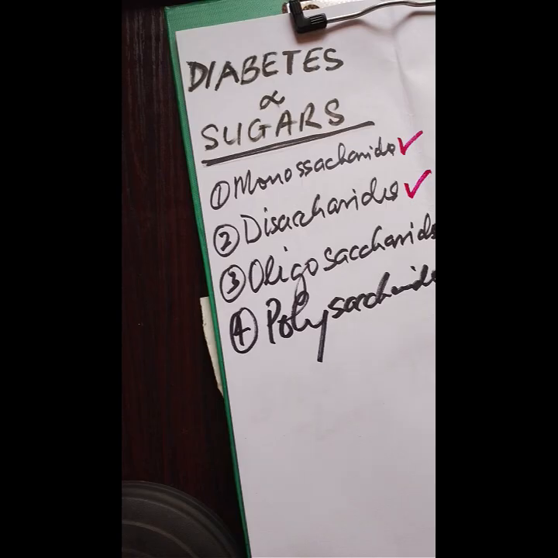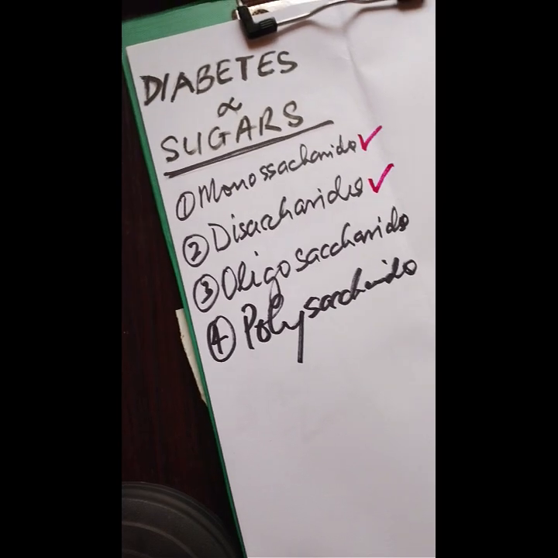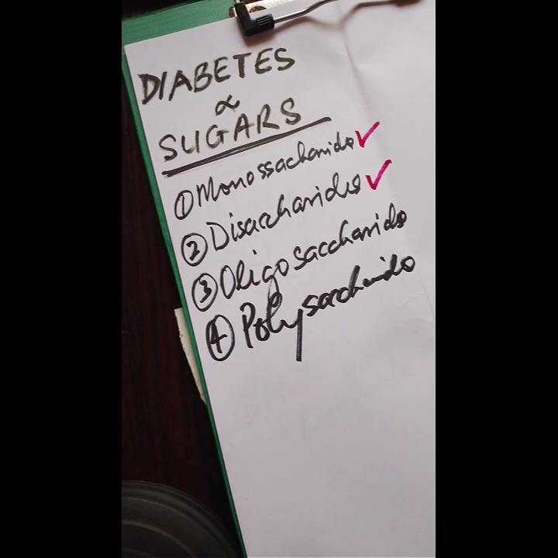The important thing to note about the disaccharides is that maltose has two molecules of glucose and has a higher glycemic index. It can make sugar spike higher than the other disaccharides. So that has to be borne in mind by a diabetic that uses maltose.